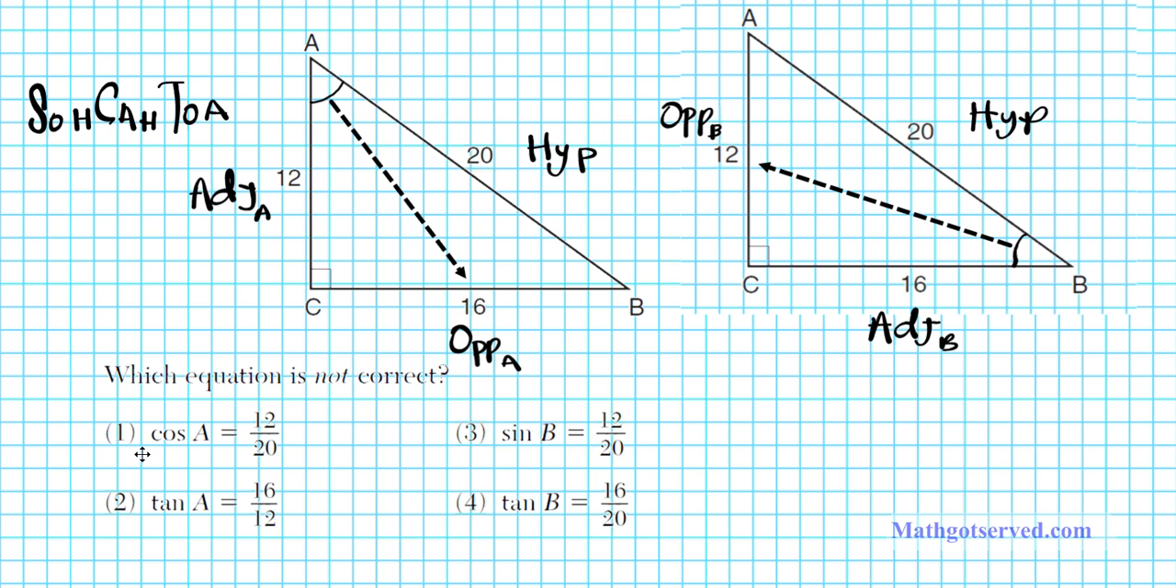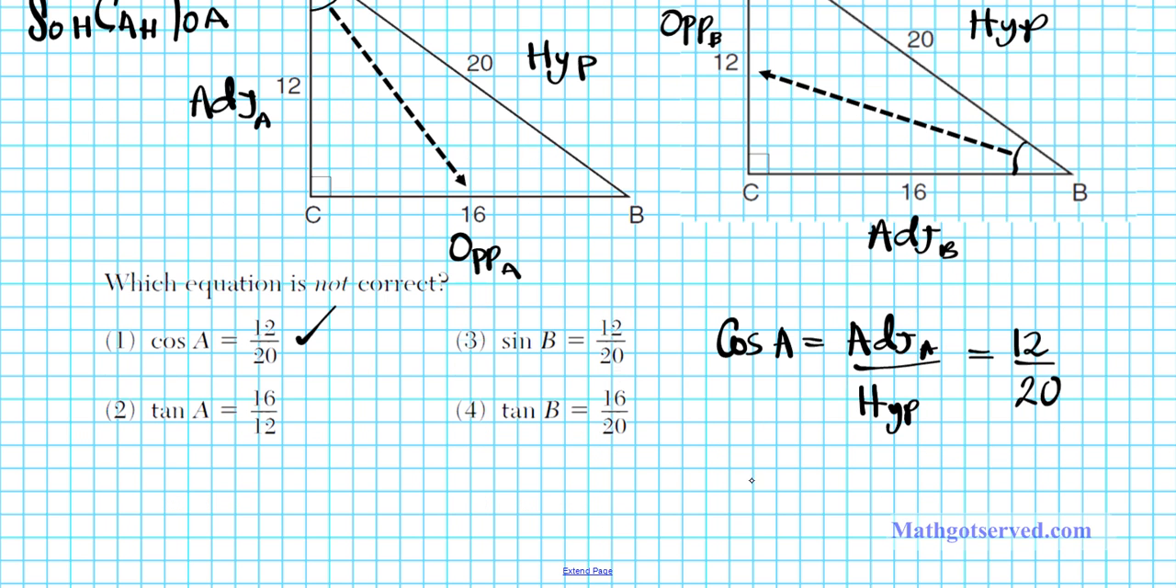So now let's look at equation one. Is it correct? From CAH, we know that cosine A is going to be adjacent for angle A over hypotenuse. So adjacent for angle A is 12, hypotenuse is 20. Is that what we have here? Yes, that is it. That's correct.